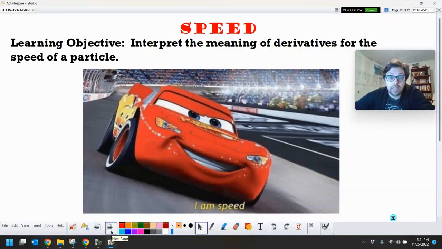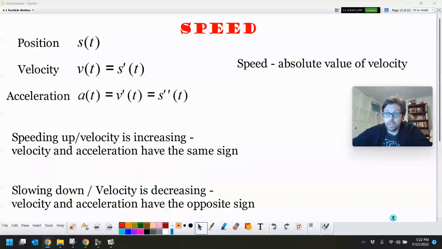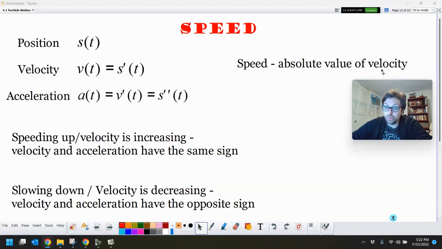So speed is similar to velocity, but it has a little bit more caveats to it. We'll also be talking about speeding up and slowing down. So position is just our regular position function. If we take the derivative, we get velocity, and then acceleration is our second derivative. Speed is the absolute value of velocity. So speed doesn't care about which direction the particle is moving. So just remove the sign and then you have speed.